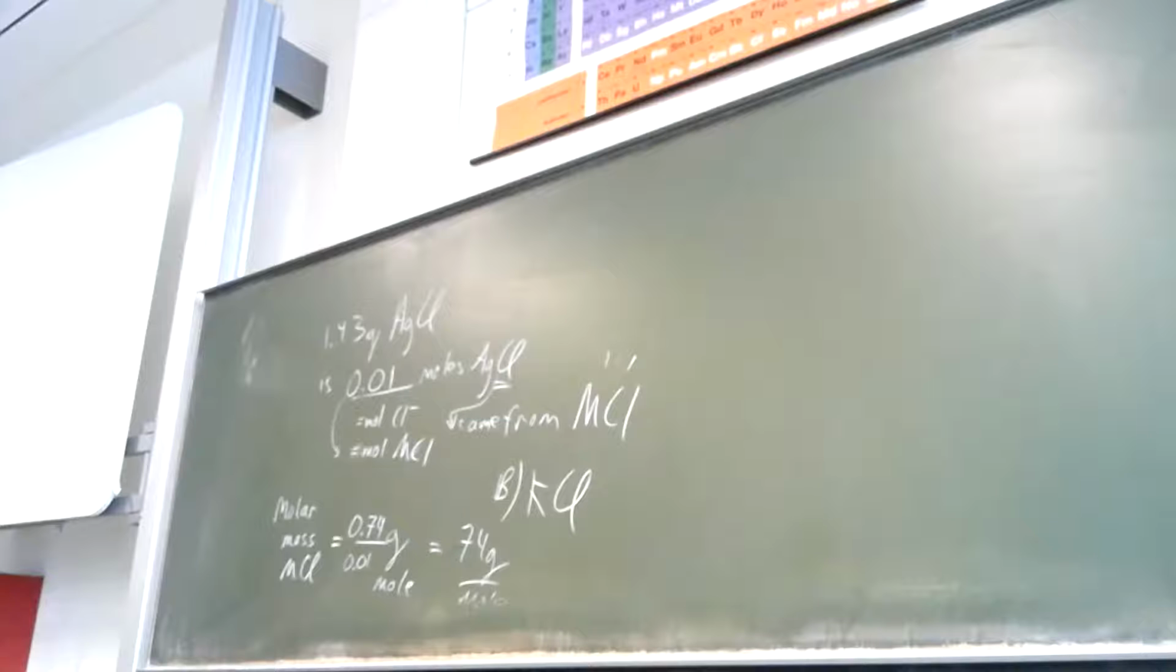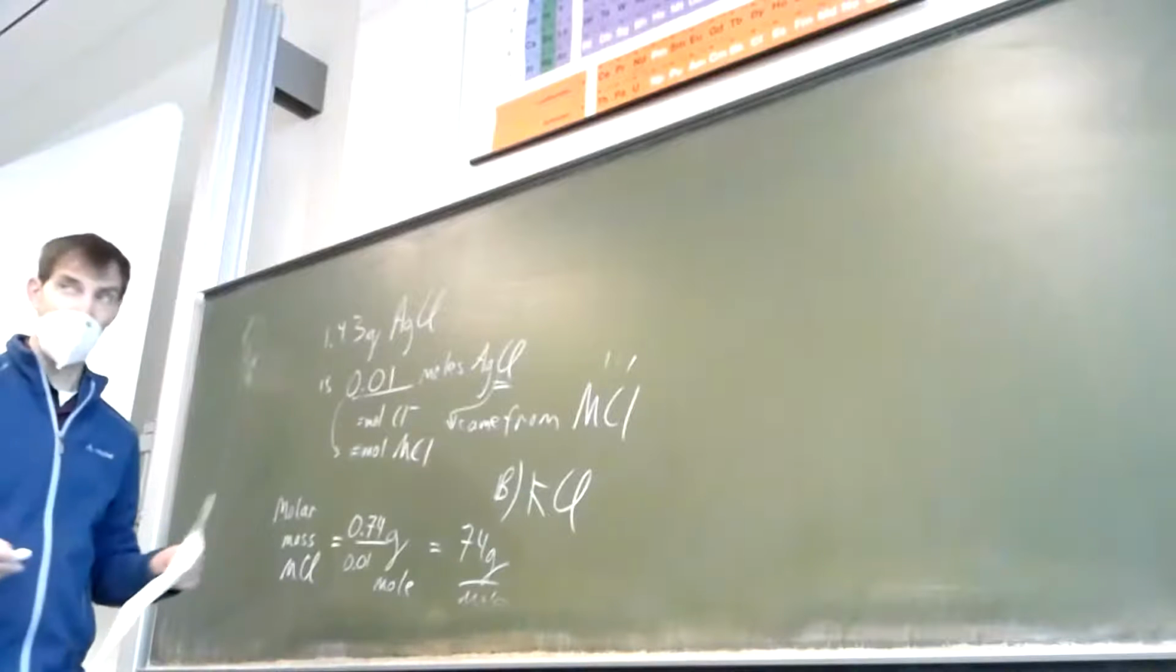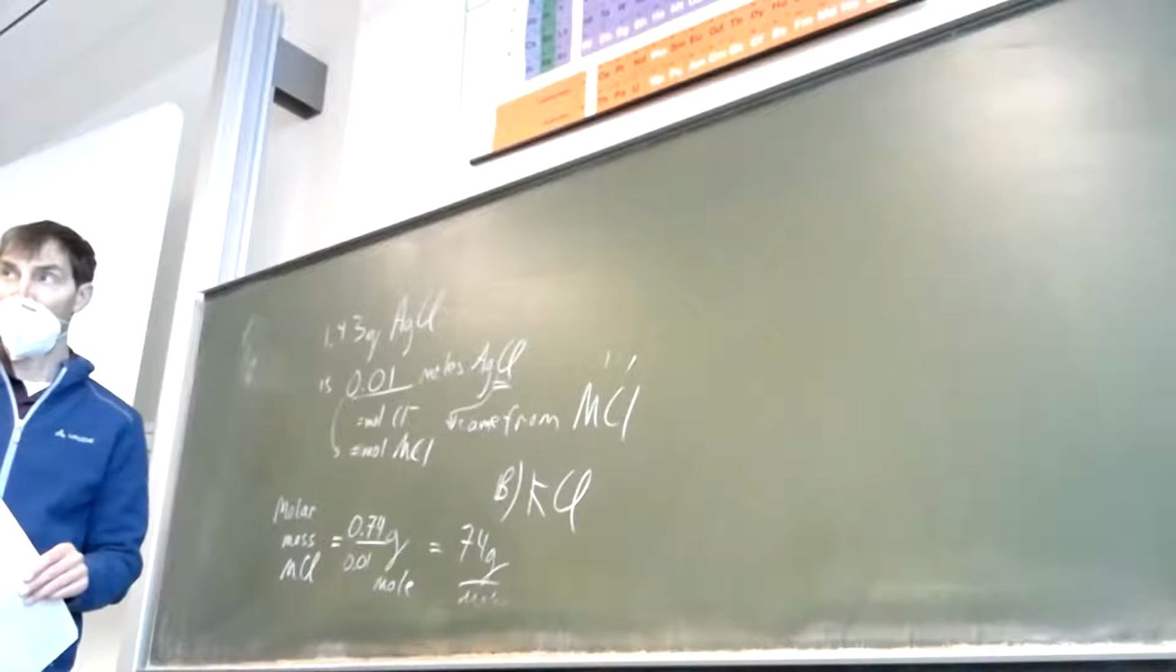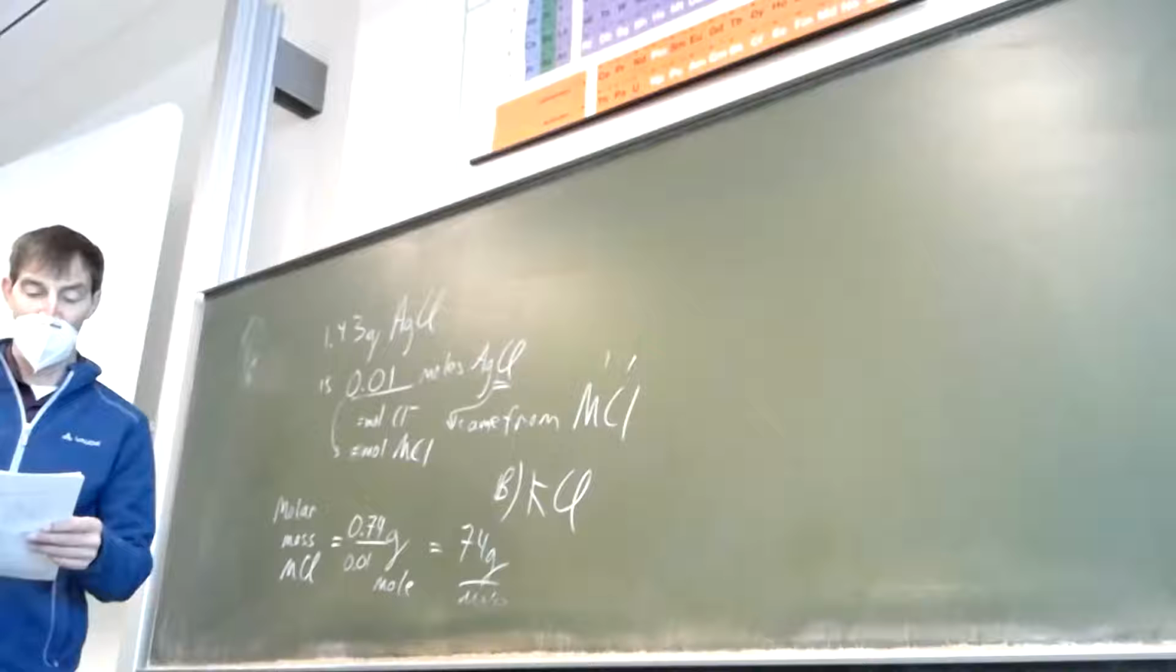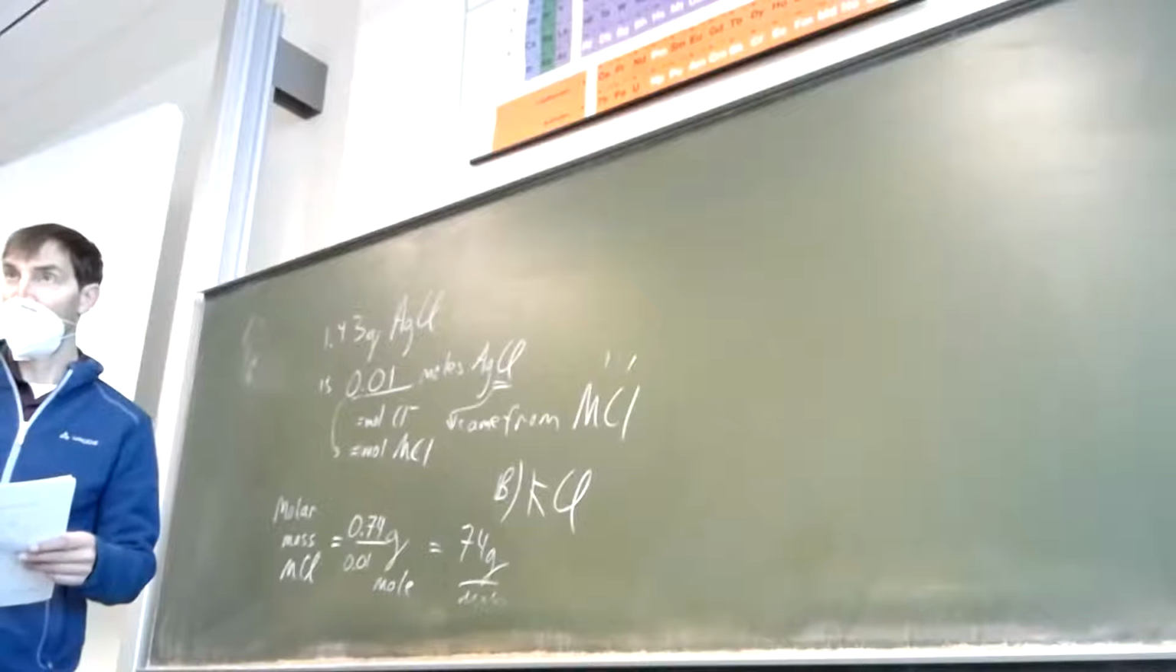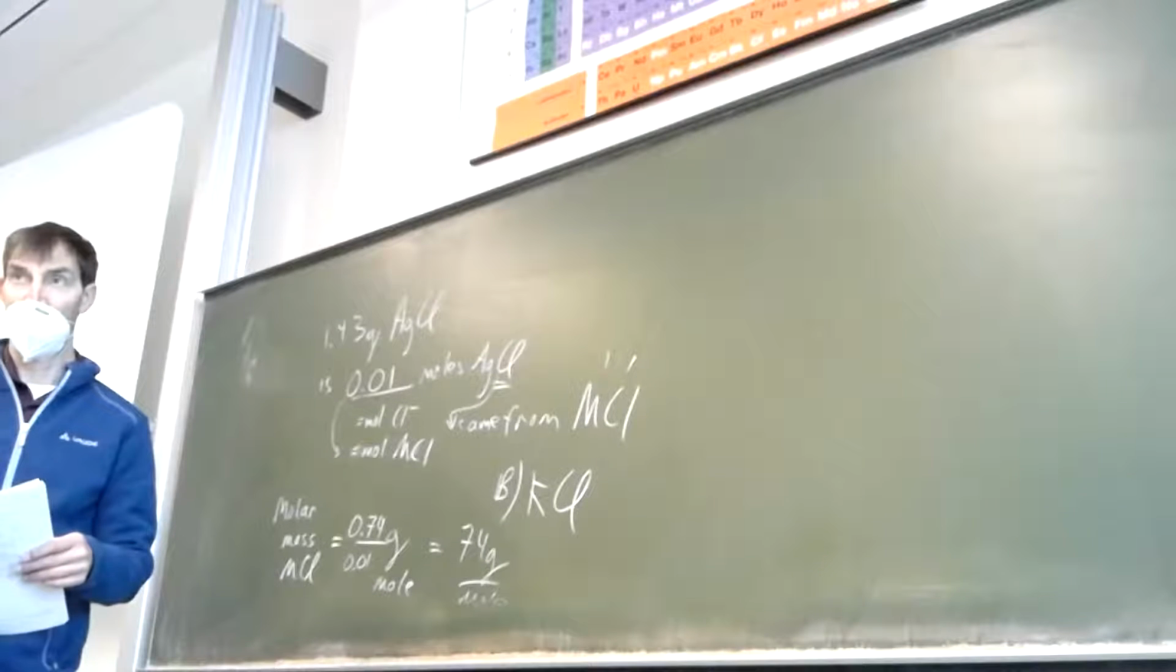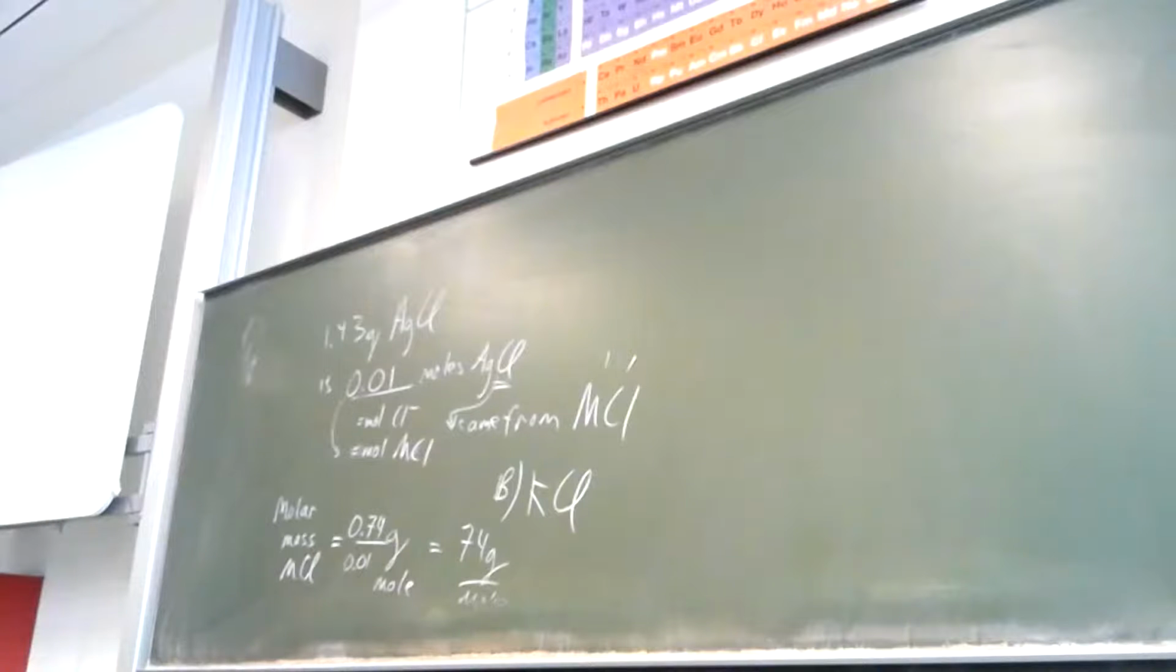Chelsea? Isn't the molar mass of KCl 74? A little more, I think, it's like 75. I know. Should be pretty close. Yeah, you've got 1 K and 1 Cl, add them together. Should be pretty close. Okay, other questions from you on the multiple choice?